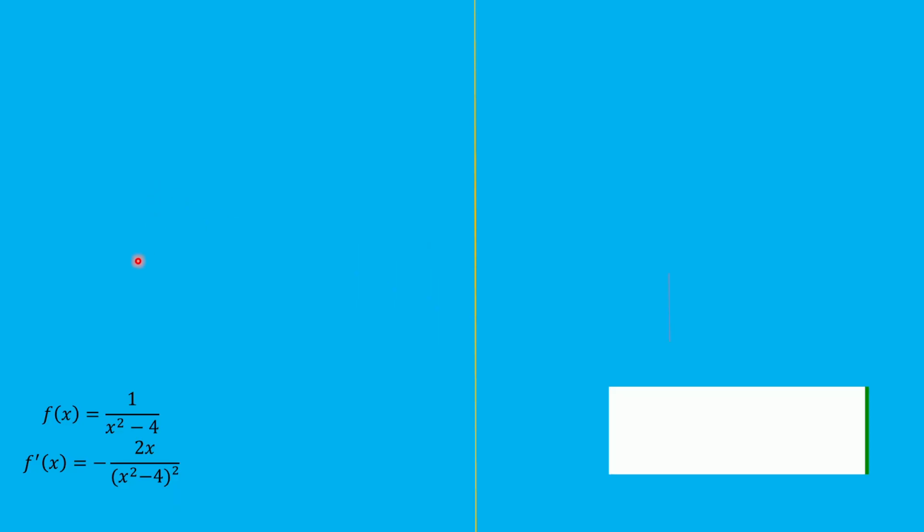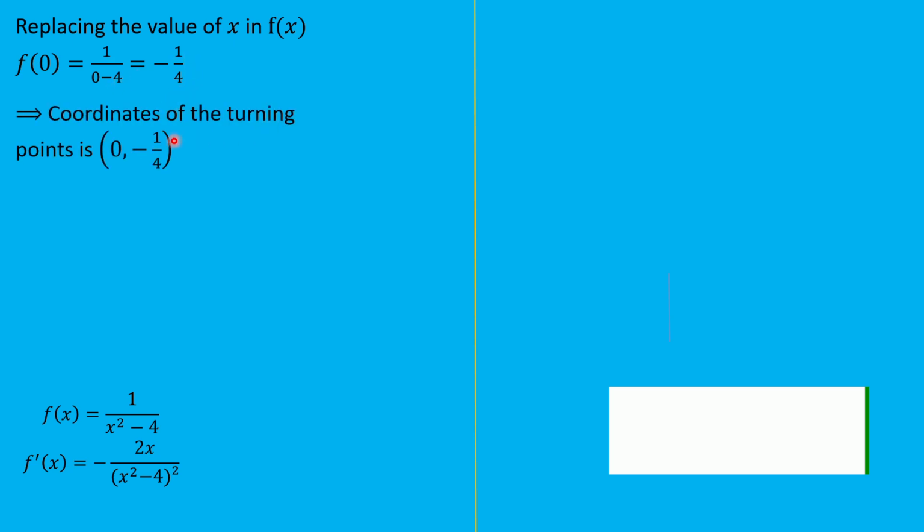So to do that, I first of all repeat my function, f of x, here. Now I replace the value of x in f of x. So f of 0 will be 1 all over 0 minus 4, which will give me negative 1 all over 4. So it means that the coordinates of the turning point will be (0, negative 1 all over 4).